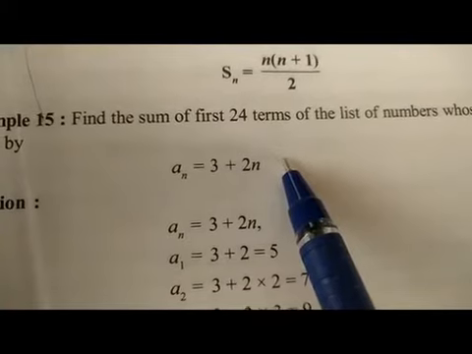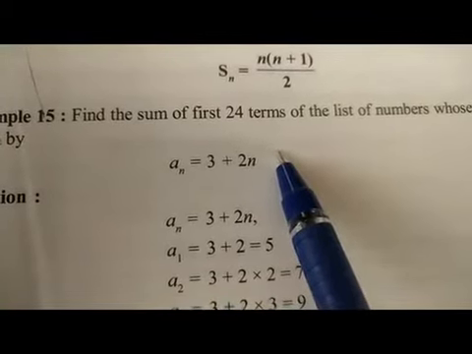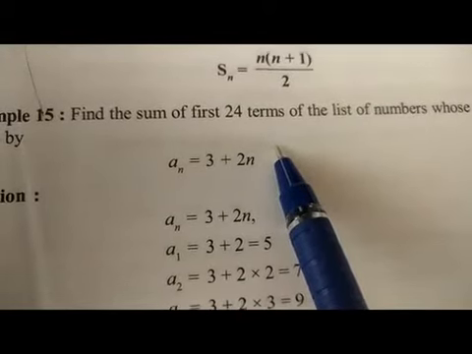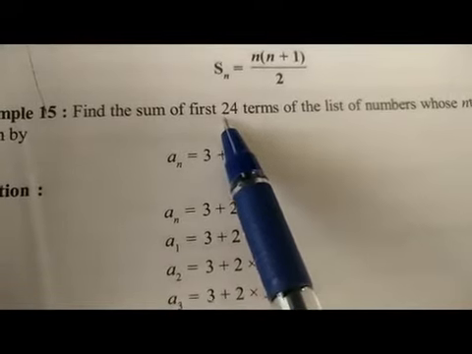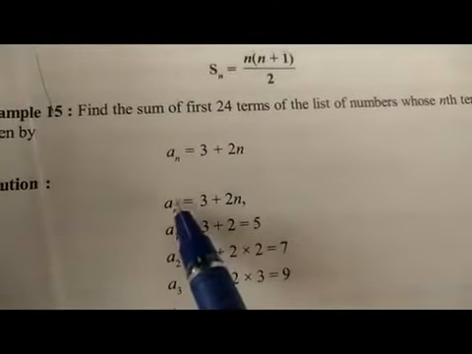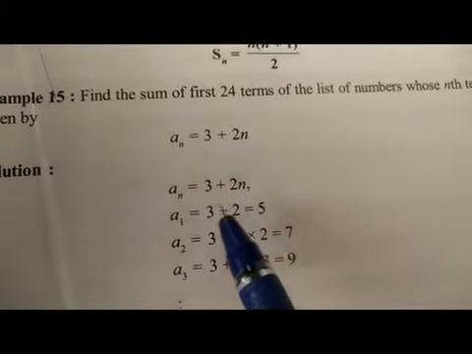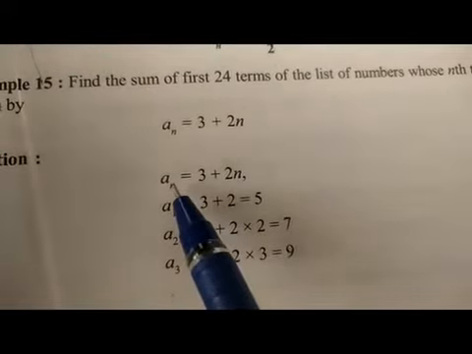So to find Sn, you have the formula n/2 × (2a + (n − 1) × d). Here you have to know what a, the first term, is, and what d is. n we know is 24. So we go for the solution now. an = 3 + 2n. To find the first term, what will you do? You should put 1 in the place of n.